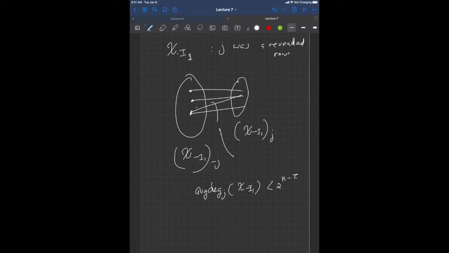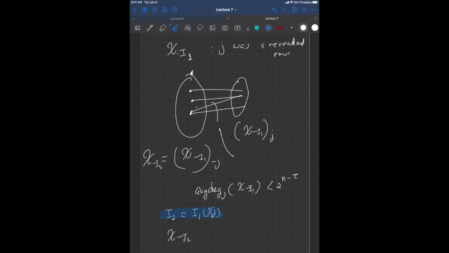And what is x minus I2? Since I2 is just I1 union j, x minus I2 is the set of all matrices where the rows I1 and row j are both removed. And that's exactly this left side. So this is also equal to x minus I2, because I2 is just I1 union j. So this is just the cardinality of the left hand side.